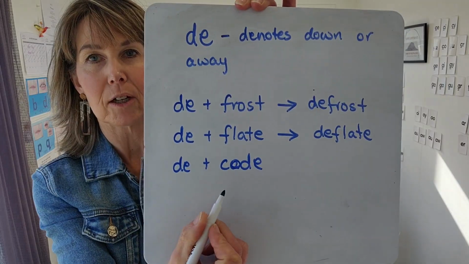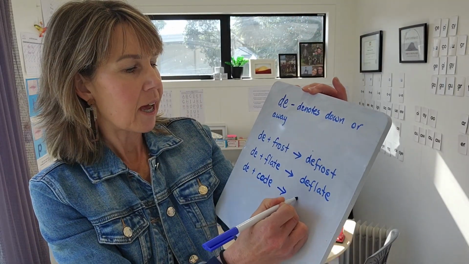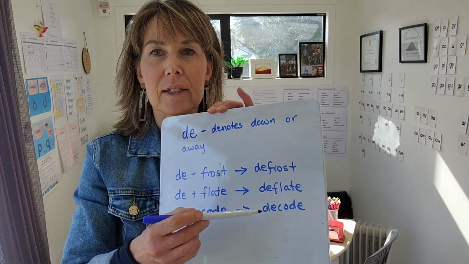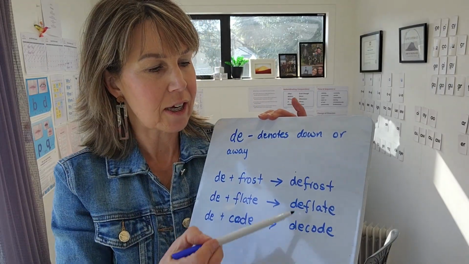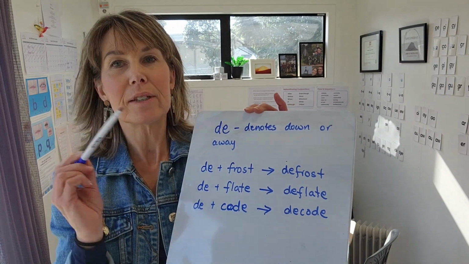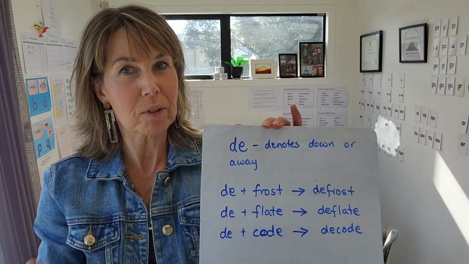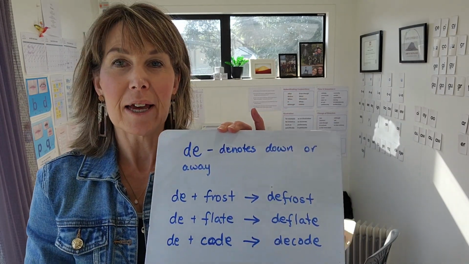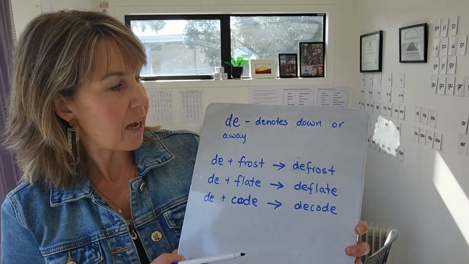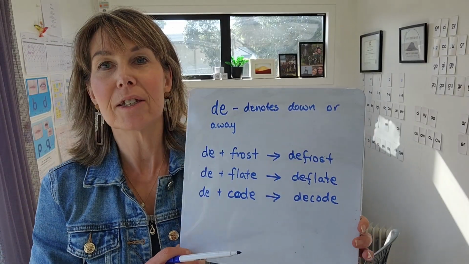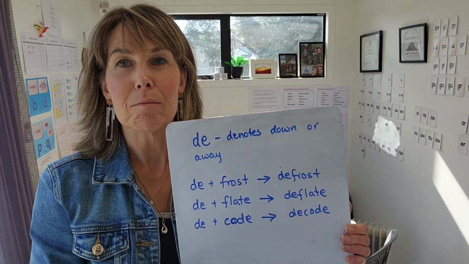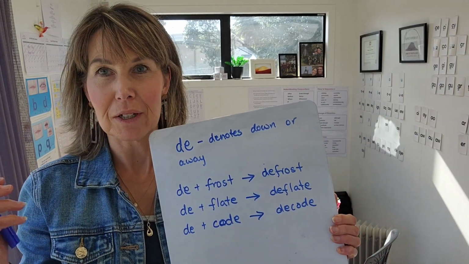decode. That's an O there. I just made a bit of a mistake. Decode. So we've got some nice easy base words in there that you can use with your younger learners. D meaning down and away, and all of a sudden you can see that just by adding this prefix D, we are putting some really cool words together. Defrost, deflate, and decode.